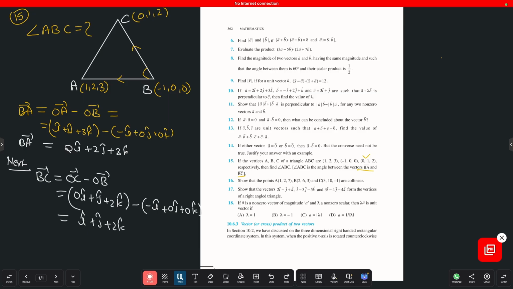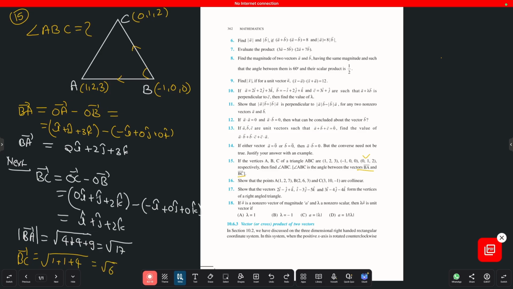Then what is mod BA? Because we require magnitude: cos theta equals dot product upon mod. So what is BA mod? BA mod is root over 2 square 4, 2 square 4 and 3 square 9. What is the answer? 4 plus 4 is 8, 8 plus 9, 17. Then what is BC vector mod? BC mod is root over 1 square plus 1 square plus 2 square, which is root 6.